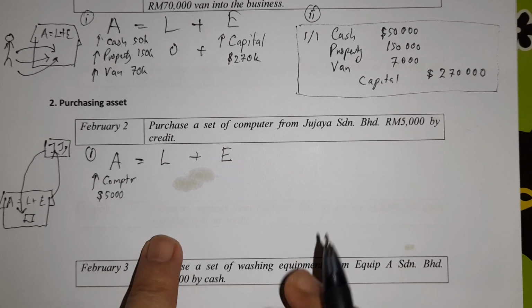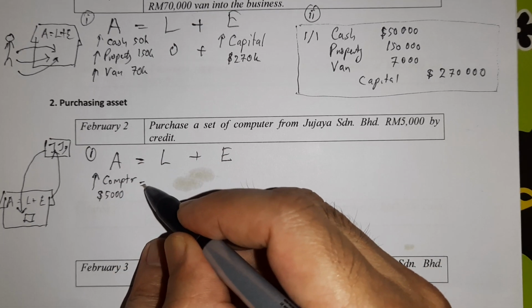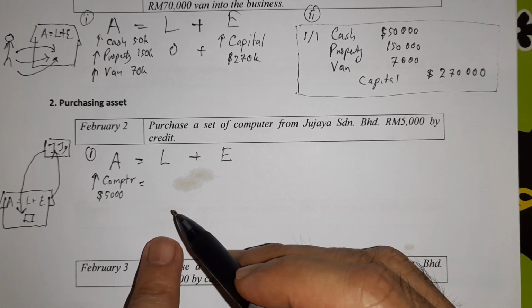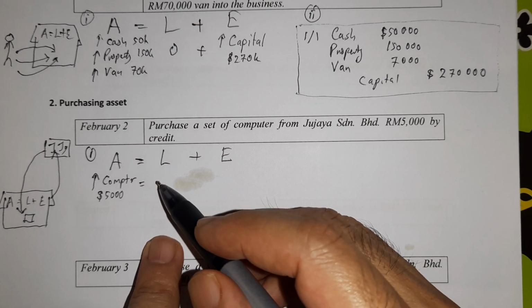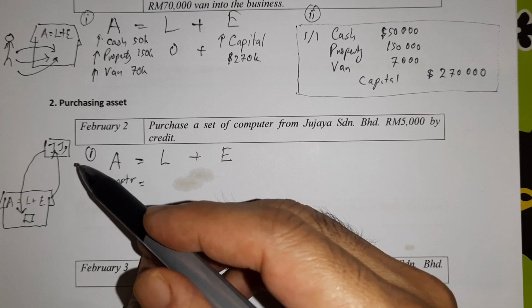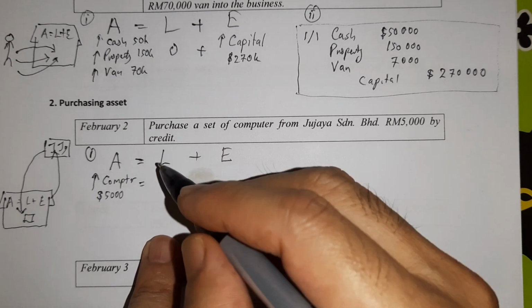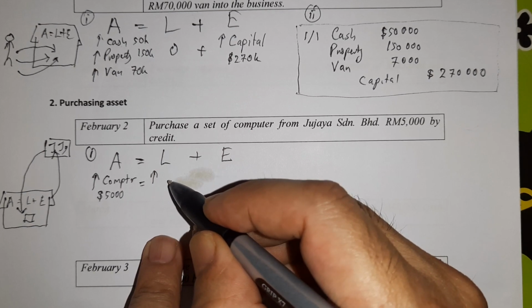Okay, then there is a second thing that happened. The second thing is the business purchased this computer on credit. In accounting, on credit means the business owes some amount of money to the supplier. So it is a liability. It is something that the business has to pay in the future. So liability has increased.